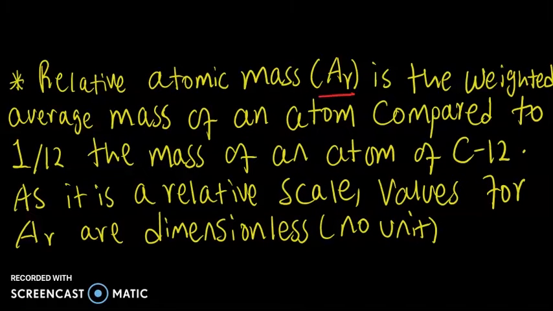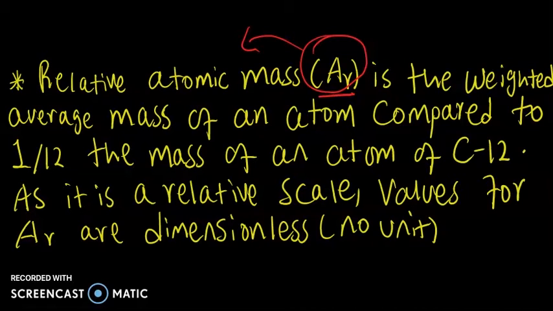So what's a relative atomic mass? The relative atomic mass is the weighted average mass of an atom compared to 1/12 the mass of an atom of carbon-12. As it's a relative scale, values for relative atomic mass are dimensionless, or have no unit. So this is the symbol for relative atomic mass.